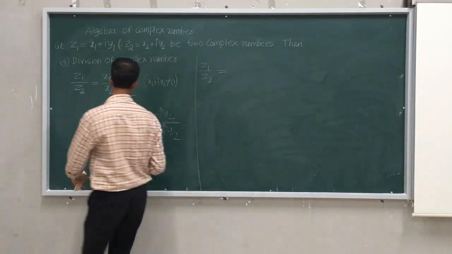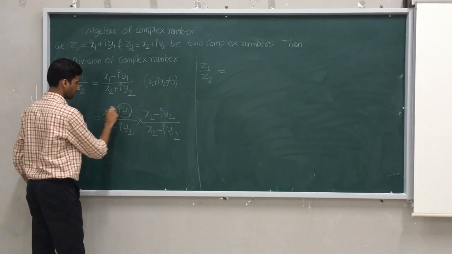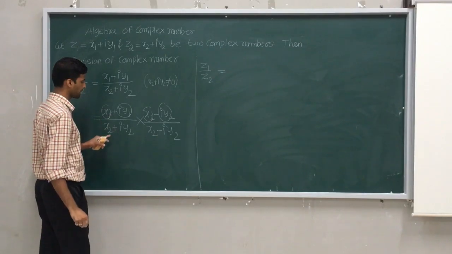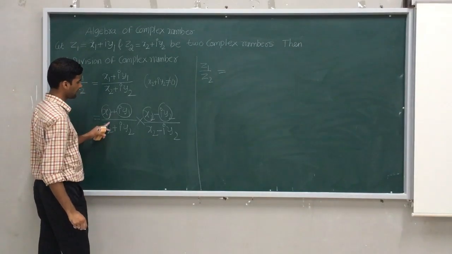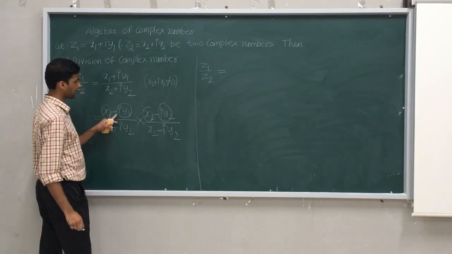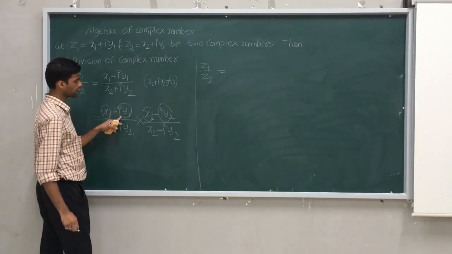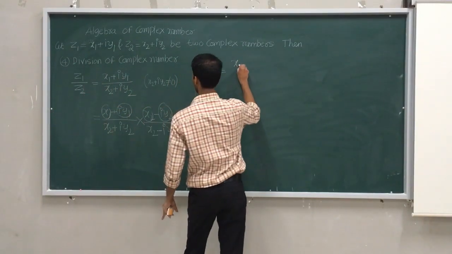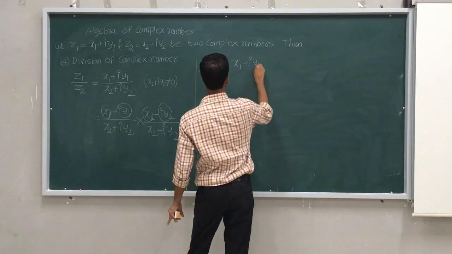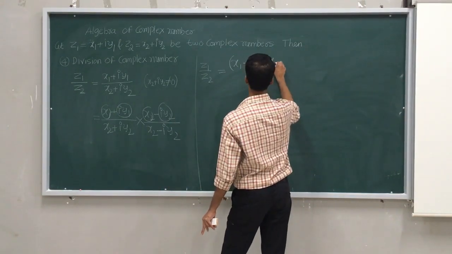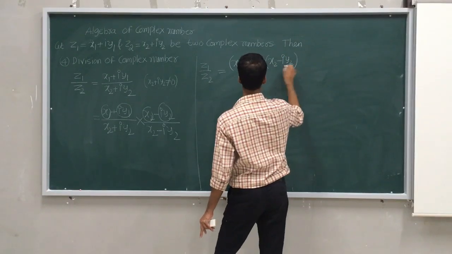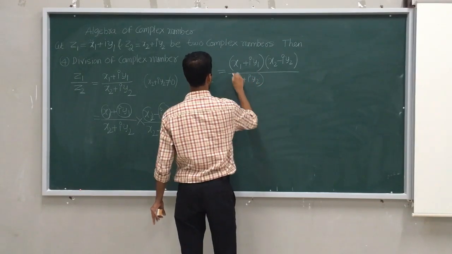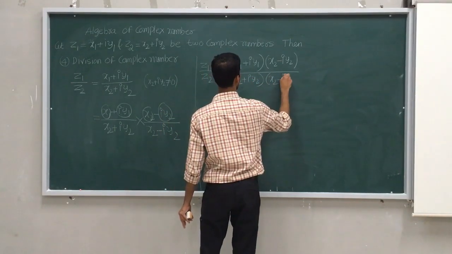Now if you observe, it looks like a plus b into a minus b. So a plus b into a minus b, if you observe, is a square minus b square. Otherwise, if you are confused, you just multiply, not an issue in that. Just take it as x1 plus iy1, into x2 minus iy2, okay? Understood? Denominator: x2 plus iy2 into x2 minus iy2.